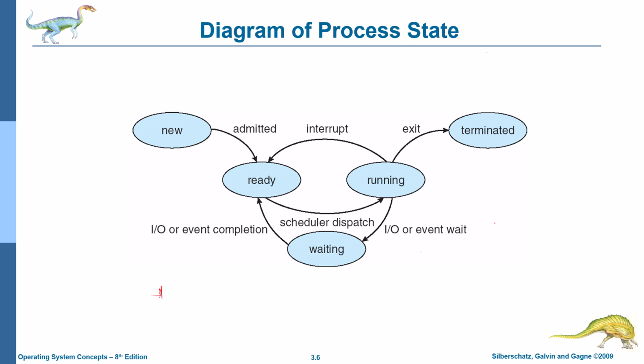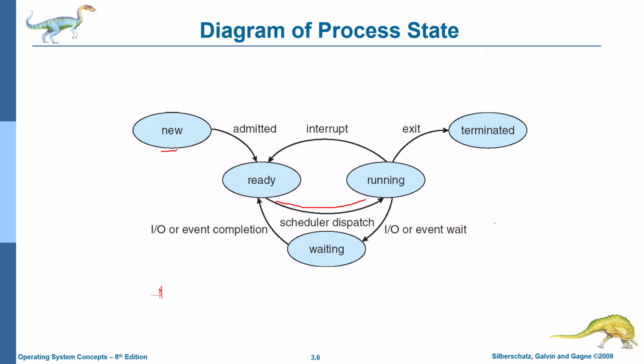So this is the diagram that represents the process states. The first state is the new state. In the new state, the process is just created and waiting to be assigned to the CPU. Then the next is the ready to running transition, which is the scheduler dispatch. The process is selected by the scheduler and is now executing on the CPU.